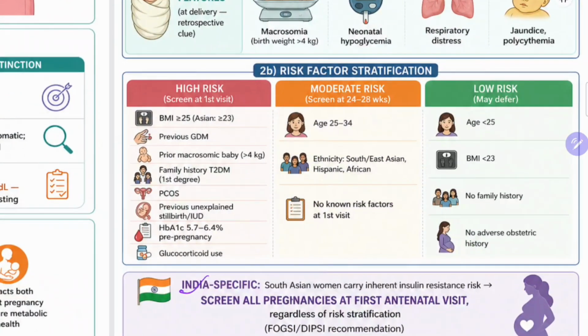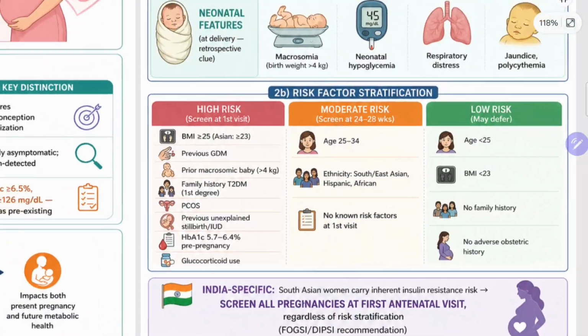So one point to remember here is Indian specific. South Asian women carry inherent insulin resistance risk. Screen all pregnancies at the first antenatal visit regardless of risk stratification. So for India, we don't need to risk stratify any pregnant woman. We should straightforward screen at the first visit only. Okay, that we should remember. So this is the DIPSI recommendation. DIPSI is a study group, so that is the recommendation.